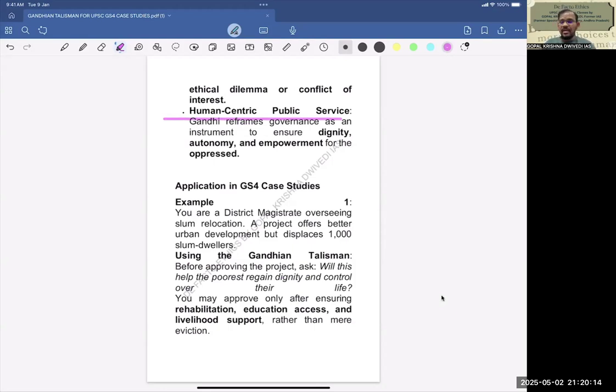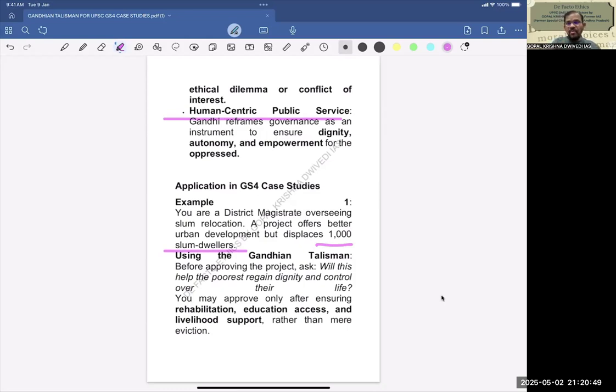Now, let us give one or two examples to understand how the Gandhian talisman, or Gandhian principle, is applied for resolving a case study. The first case study: you are a district magistrate overseeing slum relocation. A project offers better urban development but displaces thousands of slum dwellers. Now, what should one do? This is very important, because these kinds of situations do come up in the routine, or duty chart, of a civil servant.